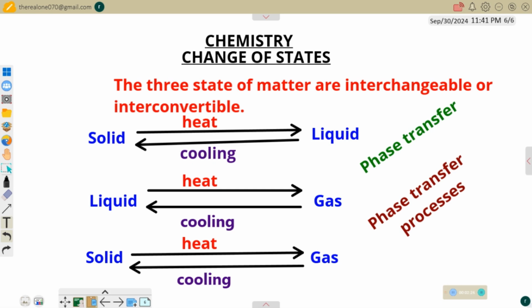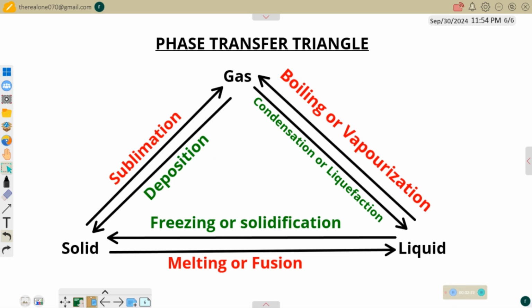So now let us consider the phase transfer processes. I'm going to display each one of them in a triangle. This triangle is called the phase transfer triangle. Now, here is the phase transfer triangle. This triangle is showing the processes involved when all these three states of matter change interconvertibly, that is, when matter changes from one state to another.